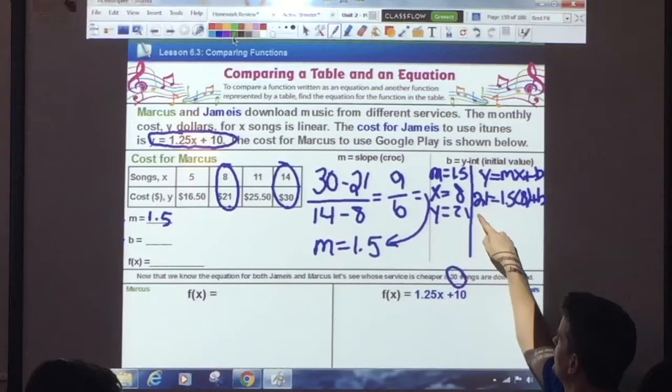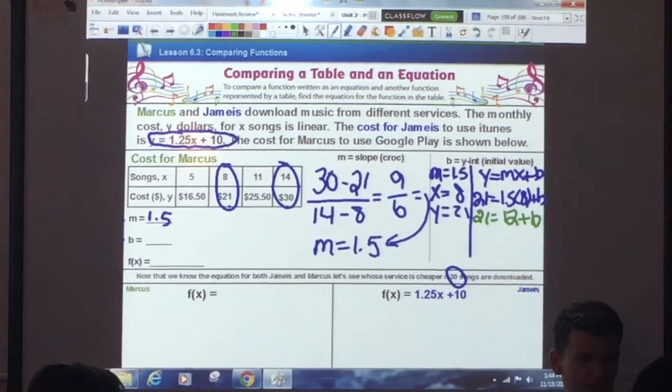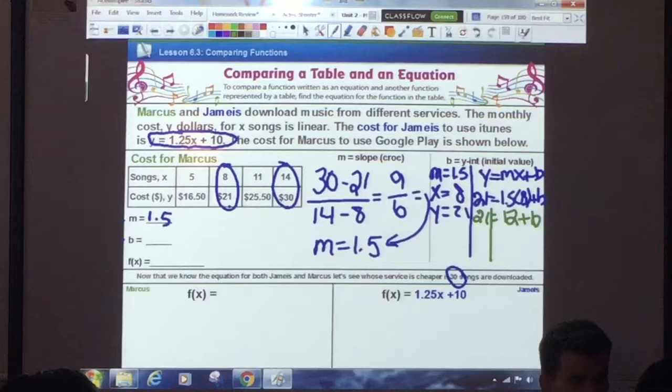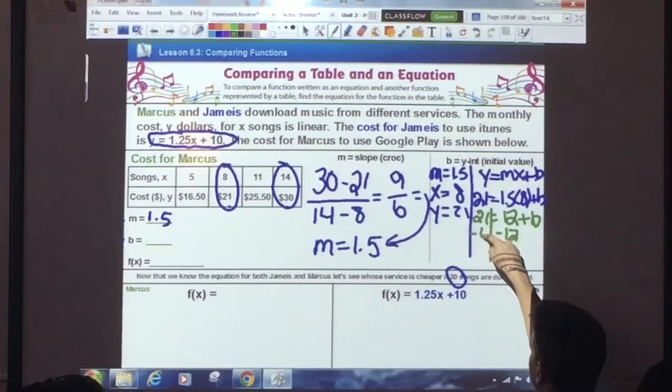So we're going to end up with 21 is equal to 12 plus b. And then what do I do to get b alone? I want to get b alone on this side of the equal sign, so I need to get rid of that 12. How do I get rid of that 12? I subtract 12 from both sides, minus 12, and I get 9 is equal to b.